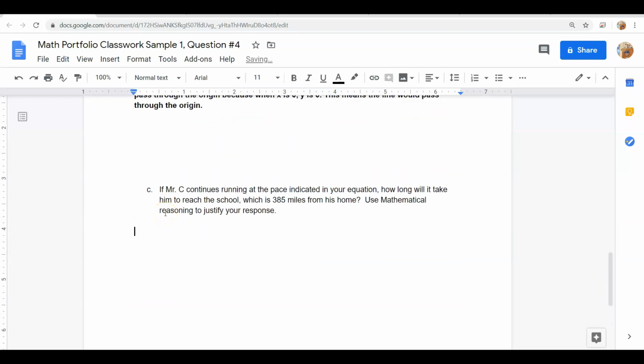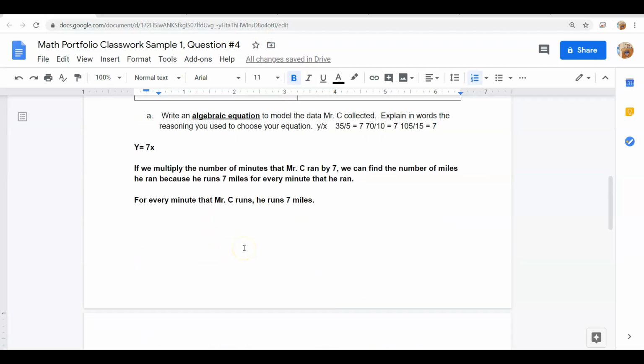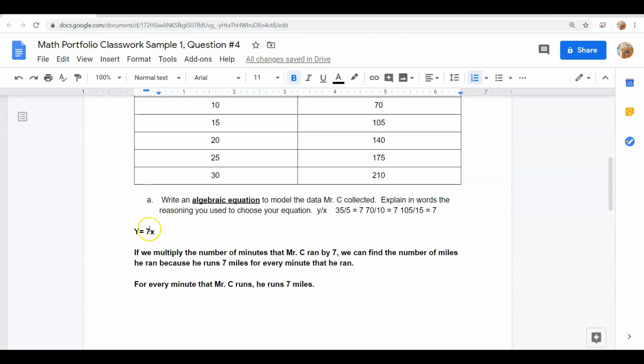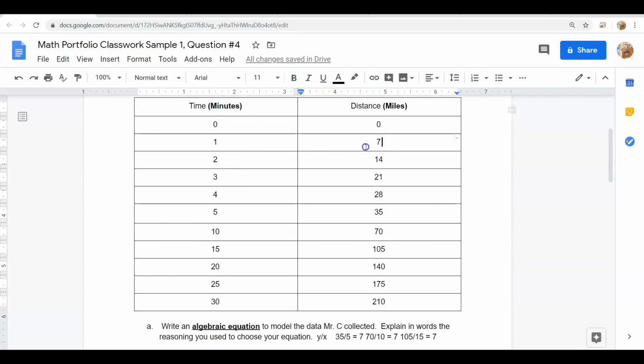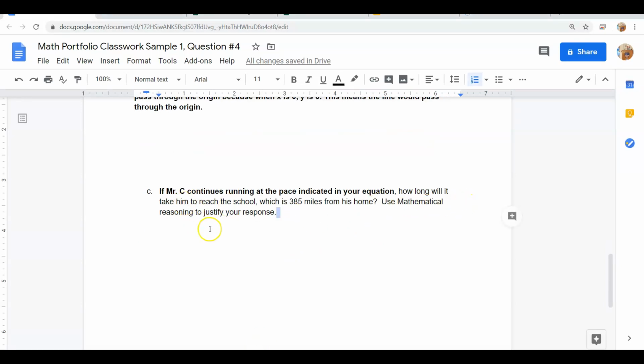And lastly, let's read letter C. If Mr. C continues running at the pace indicated in your equation, so what do I mean by this? When you read that, indicated in your equation, indicate means shown by. So your equation shows that Mr. C is running at a pace of 7 miles for every 1 minute, right? 7 miles for every 1 minute. How long will it take him to reach the school, which is 385 miles from his home? Use mathematical reasoning to justify your answer.